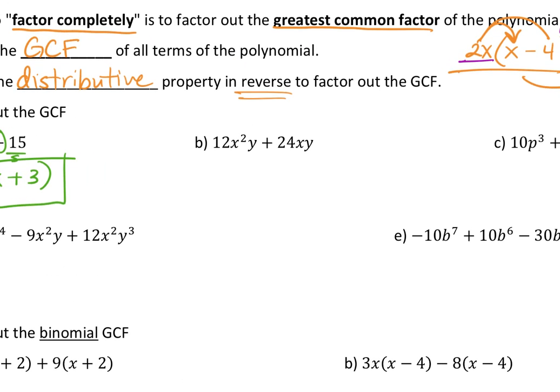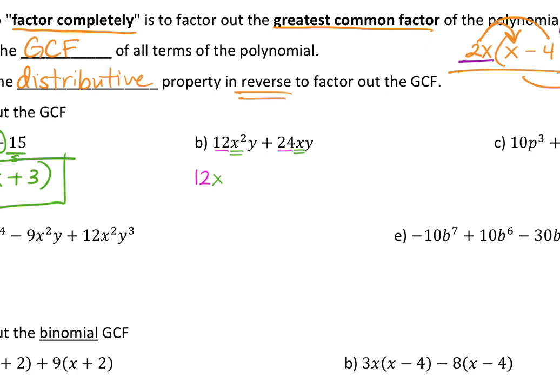Take a look at letter B. You have a 12 and a 24. What can you factor out of 12 and 24? A 12, yeah. So we know it's going to be a 12. What can you factor out of an x squared and an x? Just x to the first. Okay. Side note, when you have the same variable, you're always able to factor out the lower exponent every single time. So if there's an x to the third and an x to the second, you can factor out an x to the second. Okay. This one, there's just an x.